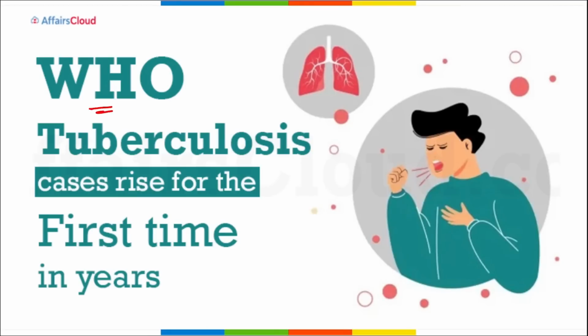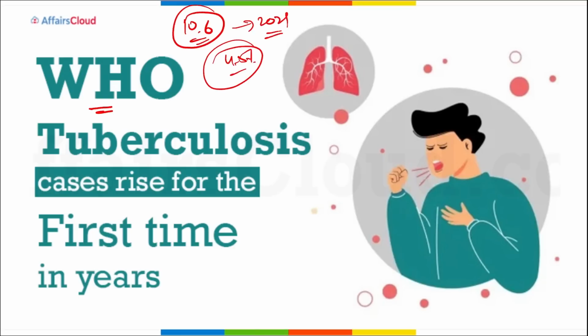World Health Organization recently released a report that stated that the number of people infected with tuberculosis is rising for the first time in many years, including in India. As estimated, around 10.6 million people worldwide were sickened due to tuberculosis in 2021. That is a 4.5% rise from 2020. Around 1.6 million people have died.